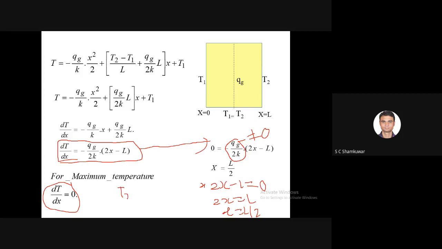Okay. So we get T max where x is equal to L by 2. So where is L by 2? Here. Somewhere here we will get T max. Because of heat generation, the maximum temperature will be here, and then it reduces to T1 and T2. Are you getting it? And we get the maximum temperature at the middle because the boundary conditions are the same, T1 equal to T2. Understood?